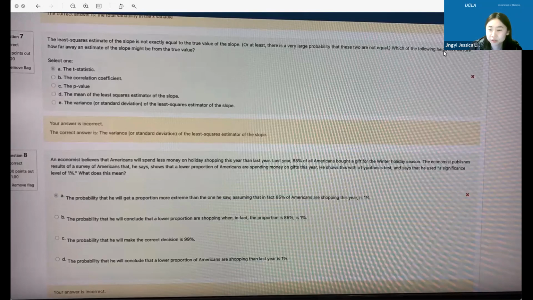Which of the following helps us measure how far away an estimate of the slope might be from the true value? There are 5 answers: the t statistic, the correlation coefficient, the p-value, the mean of the least squares estimator of the slope, the variance or standard deviation of the least squares estimator of the slope. So what do you think?